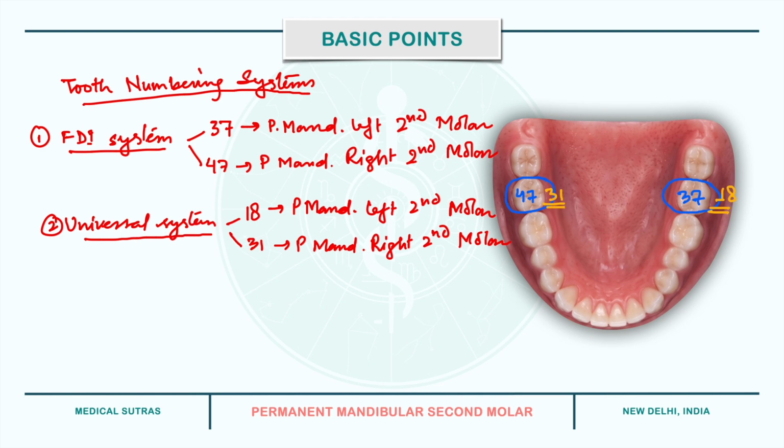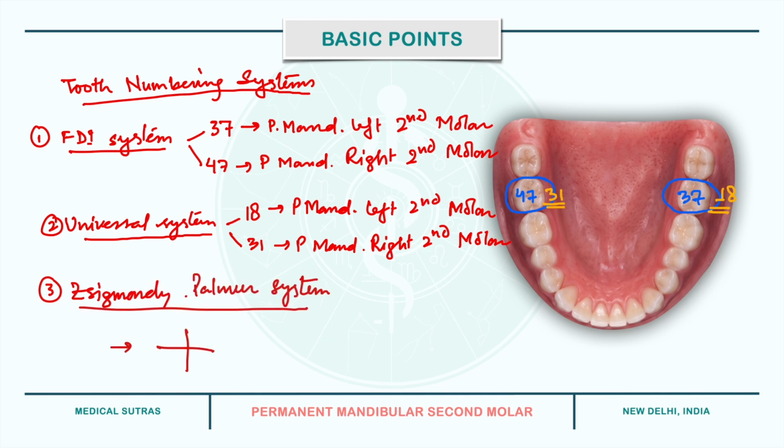Lastly, in the Zsigmondy-Palmer notation system, the symbols 7-7 or 7-7 are used to denote the right and left second molar respectively. That is, the right and left second molar respectively.